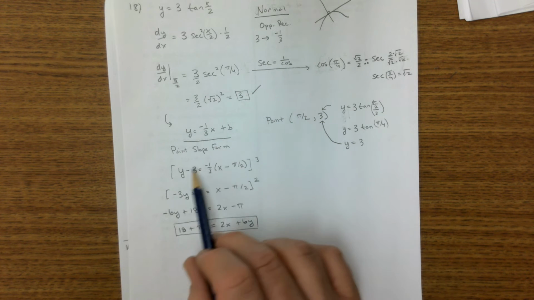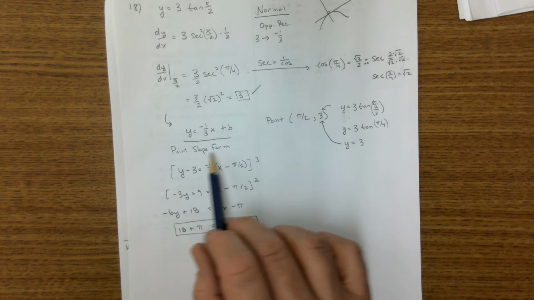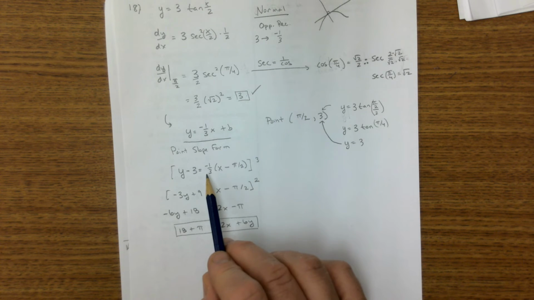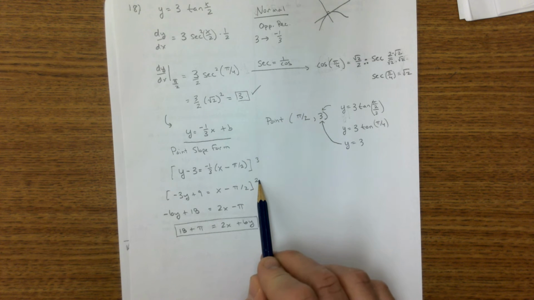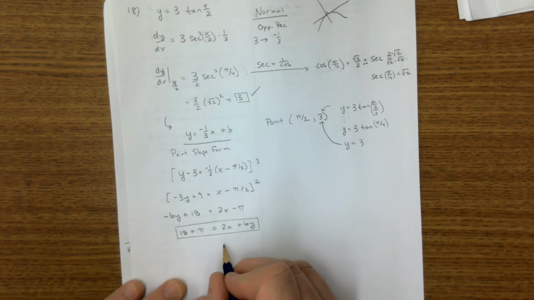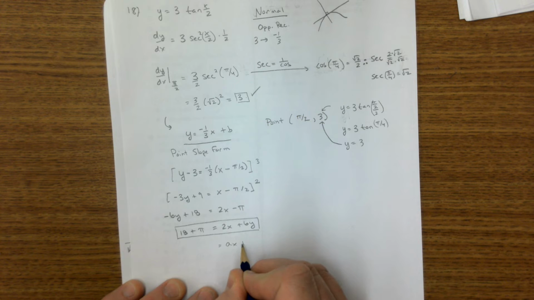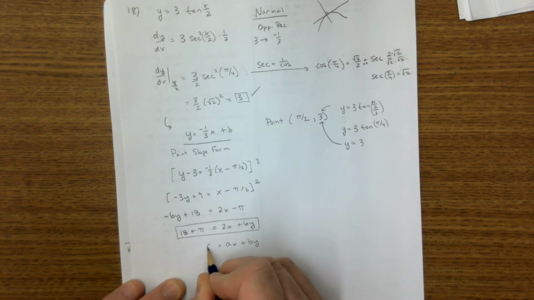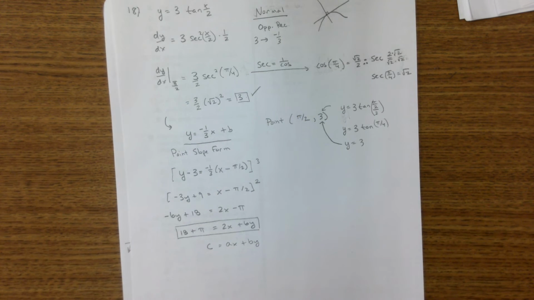And I went ahead and did a point slope way. Multiplied by 3 to eliminate this fraction, multiplied by 2 to eliminate that fraction. Put it in the standard form that they wanted. They wanted it in standard form, which is ax plus by equals c.